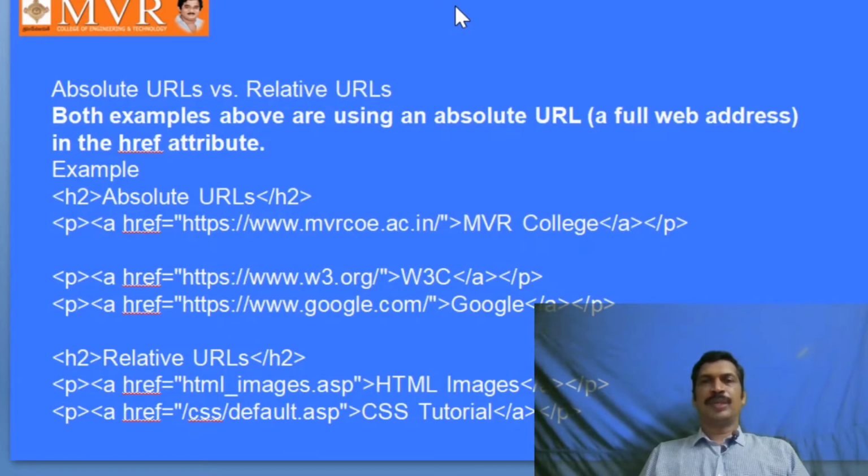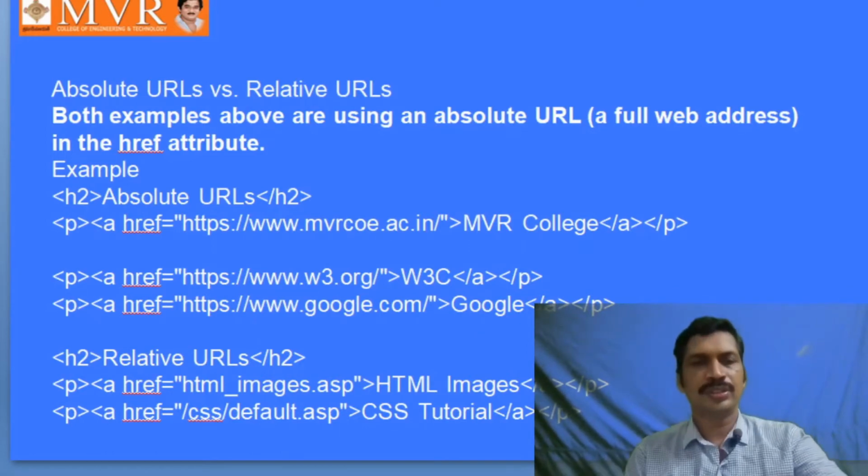Both examples above are using absolute URLs. See the first one: anchor tag, href equal to, where I want to go to the MVR College website. This type of URL, where the full path is there, is called an absolute URL. Now I will write a simple program using an absolute path. I am adding this in CSE hypertext page 1 only, adding some more tags.